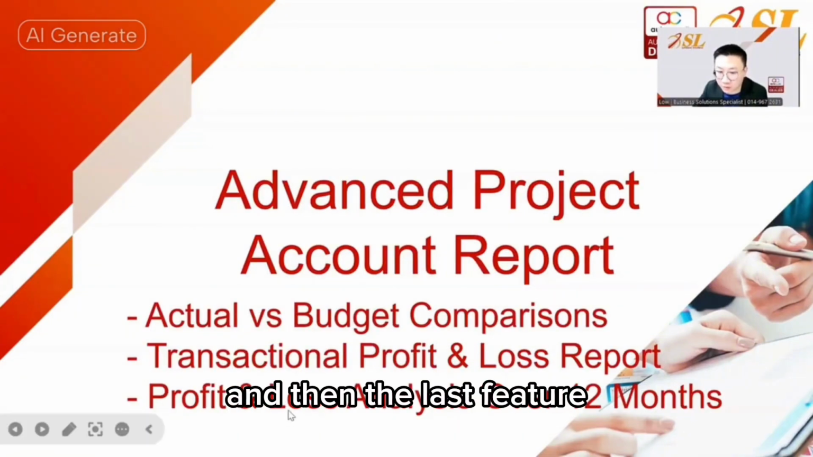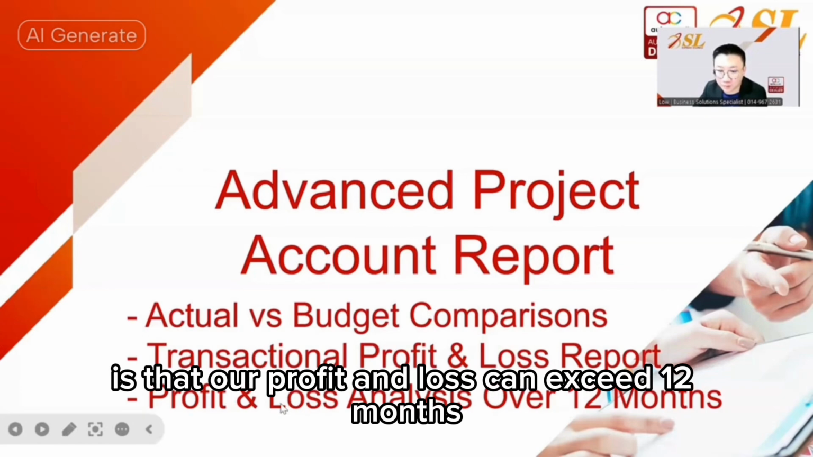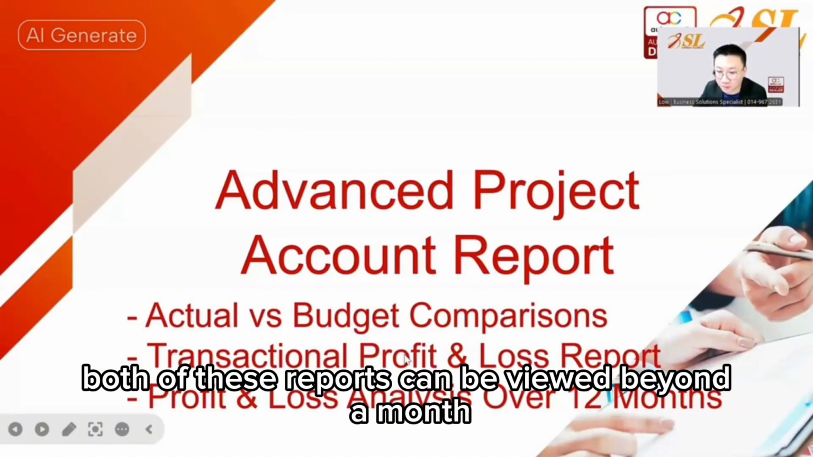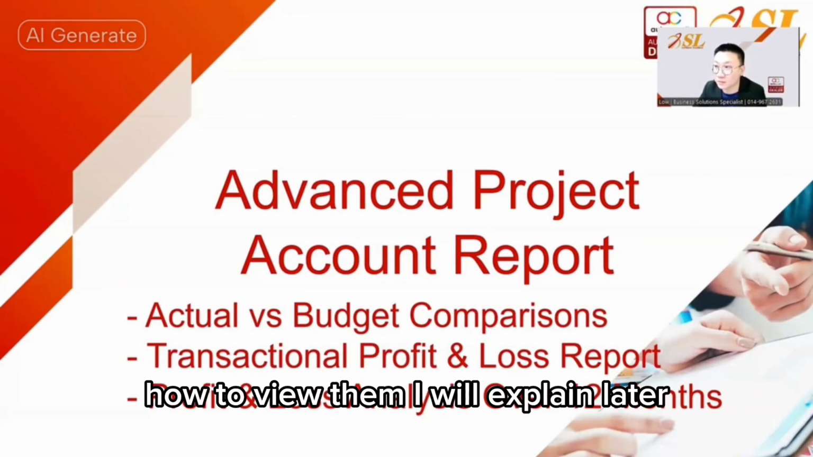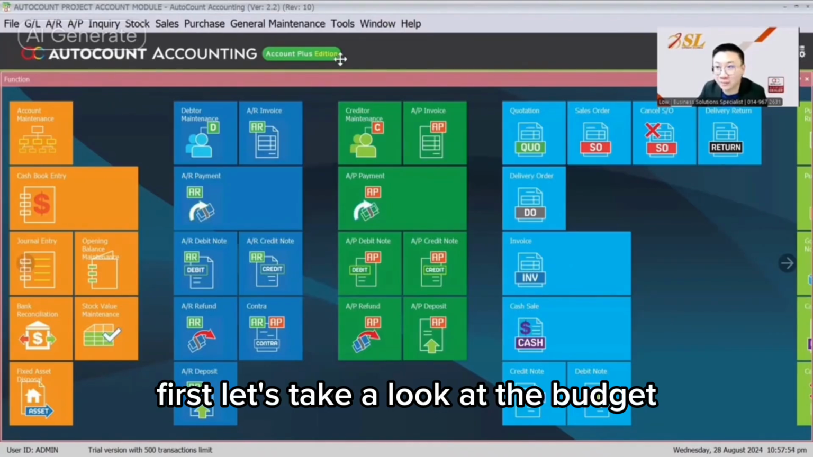And then the last feature, which very few AutoCount friends know, is that our profit and loss can exceed 12 months. Both of these reports can be viewed beyond a month. How to view them, I will explain later. First, let's take a look at the budget.